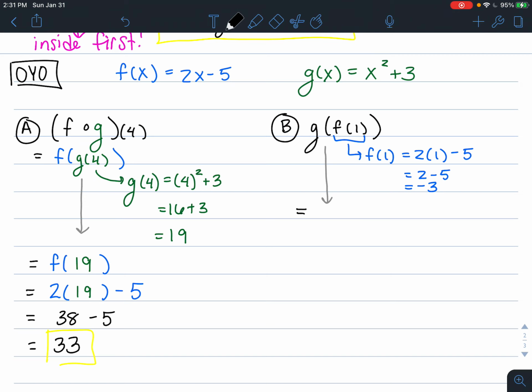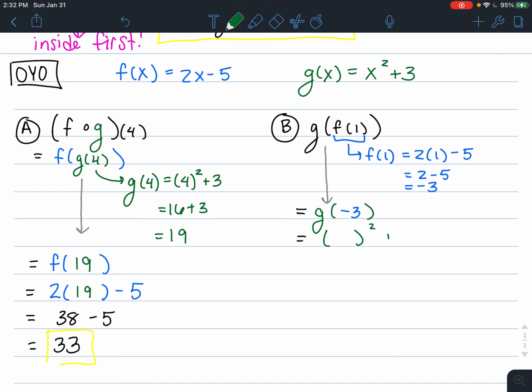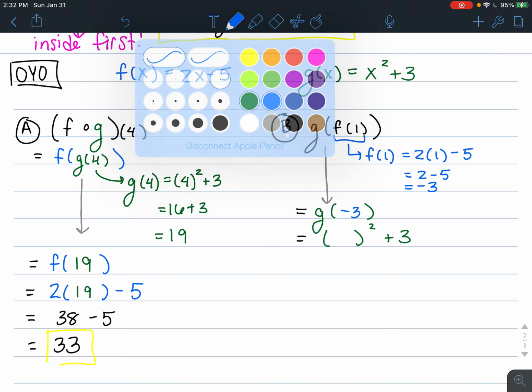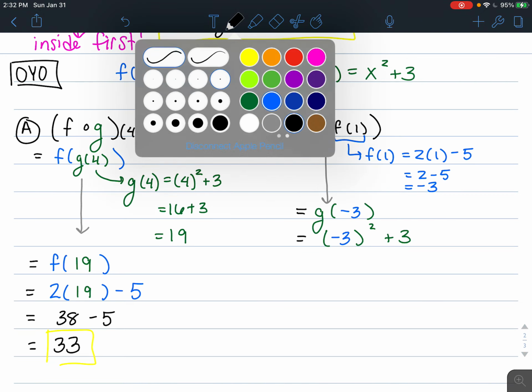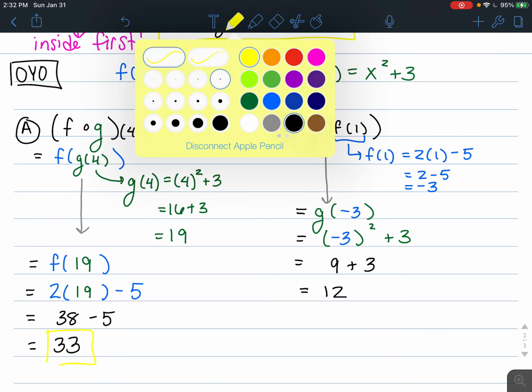Right, so we're going to go ahead and say, well, then this becomes g of negative 3. And the g function is just my x squared plus 3. So I'm going to do negative 3 squared plus 3. So negative 3 squared is positive 9 plus 3. So overall, I'm going to get 12.